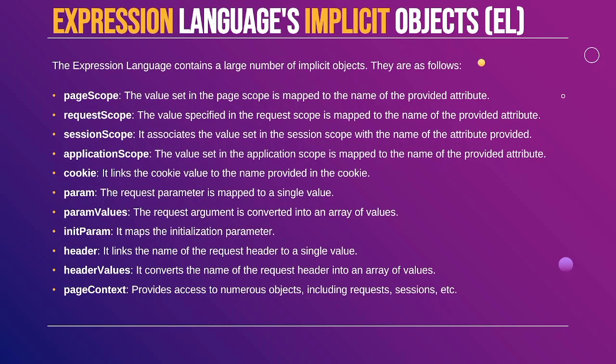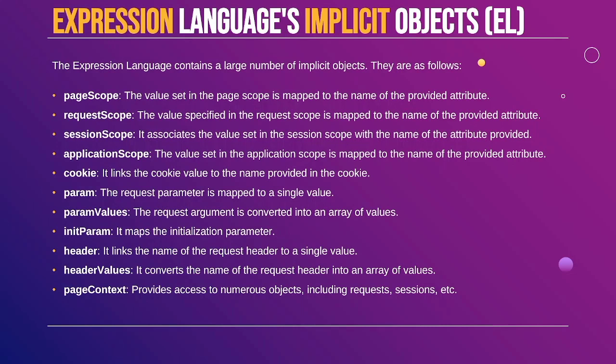Then we have request scope. The value specified in the request scope is mapped to the name of the provided attribute. Session scope associates the value set in the session scope with the name of the attribute provided. Then we have the cookie.